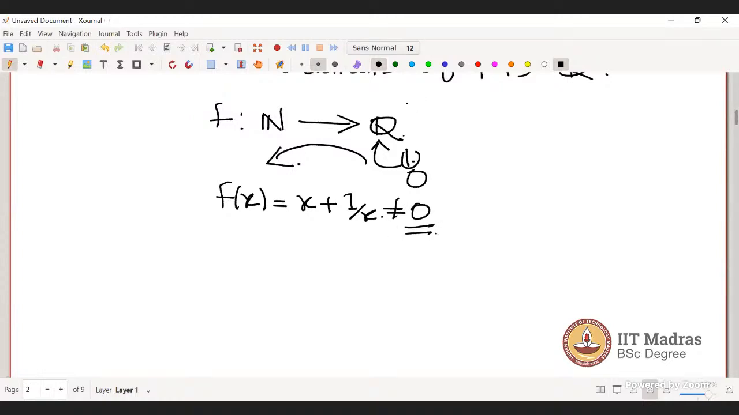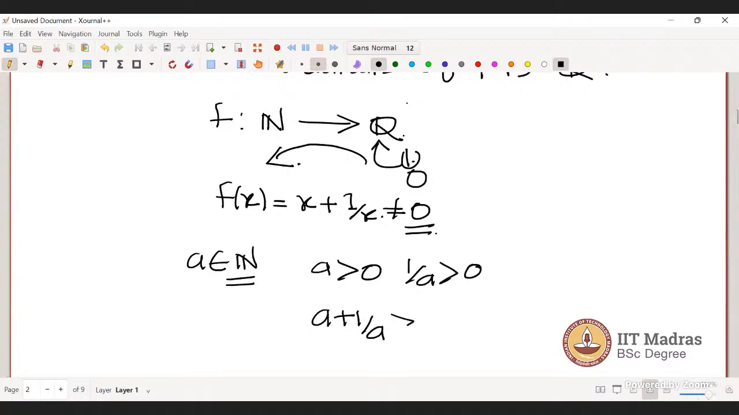So already someone said that all negative integers or rational numbers don't have a preimage. It's quite obvious, right? If I take a natural number a greater than 0, then 1 by a is greater than 0. That means a plus 1 by a is always greater than 0. I think we don't need to do this also. By checking N to Q domain itself, we can strike it off, it's not surjective.